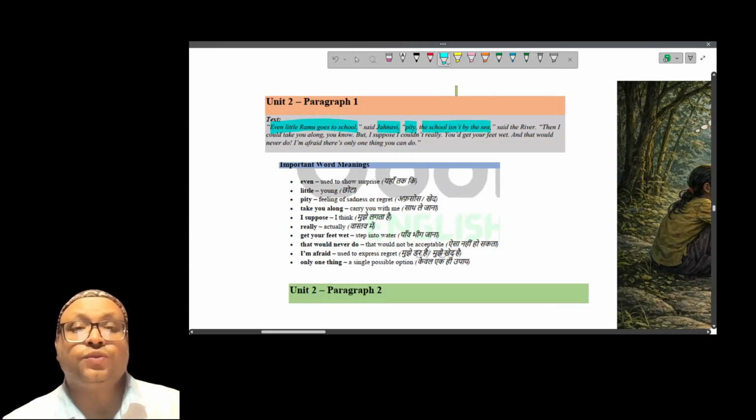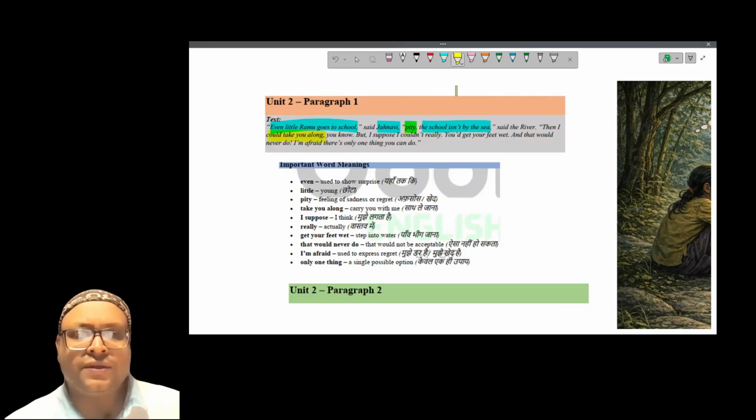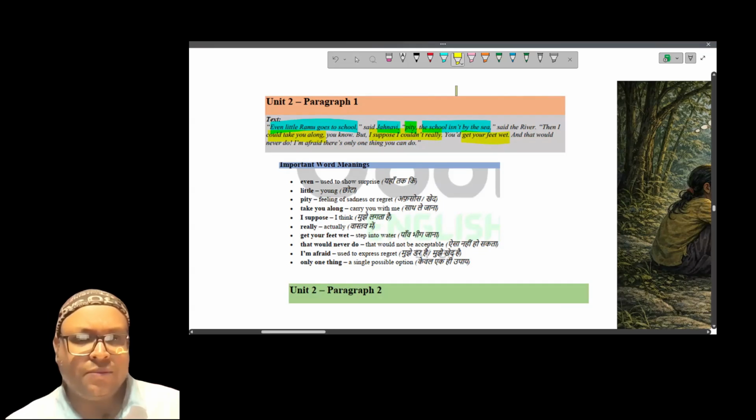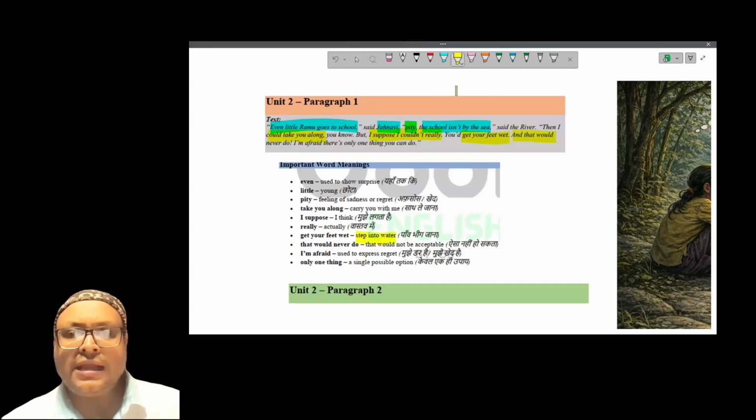Now the river said, it is so sad the school is not by the sea. Then I could have taken you along. Then the river could have taken our Jahnavi along. But I suppose I could not really. The river says, I think I cannot take you there. You would get your feet wet. According to the river, you cannot go with me because your feet will get wet. If you step into the water, your feet will get wet, and that would never do. I'm afraid there is only one thing you can do.